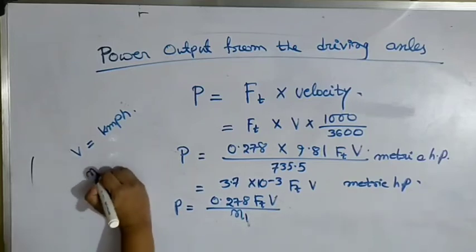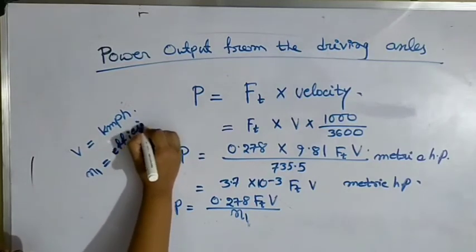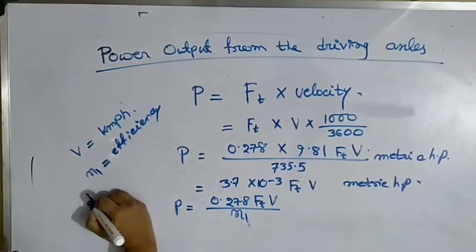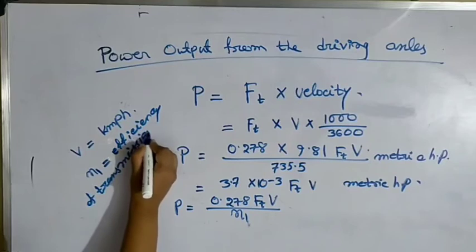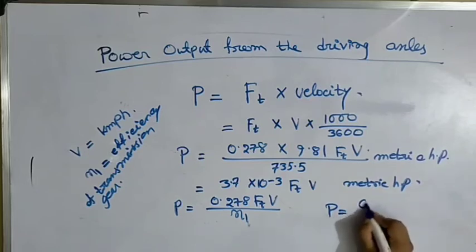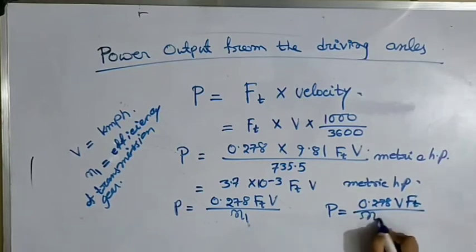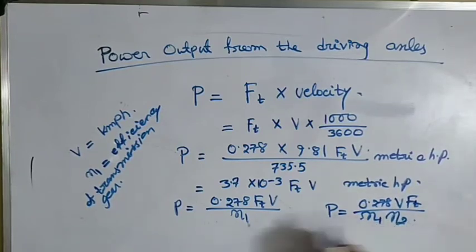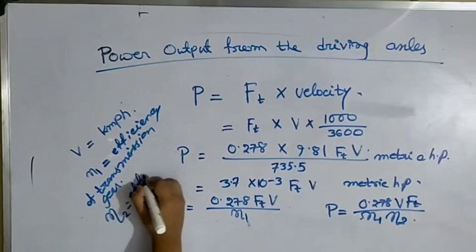What is eta 1? Eta 1 is the efficiency of transmission gear. Now, similarly, if eta 2 is the efficiency of traction motor, then power output is equal to 0.278 into V into Ft by eta 1 into eta 2. What is eta 2? This is the efficiency of traction motor.